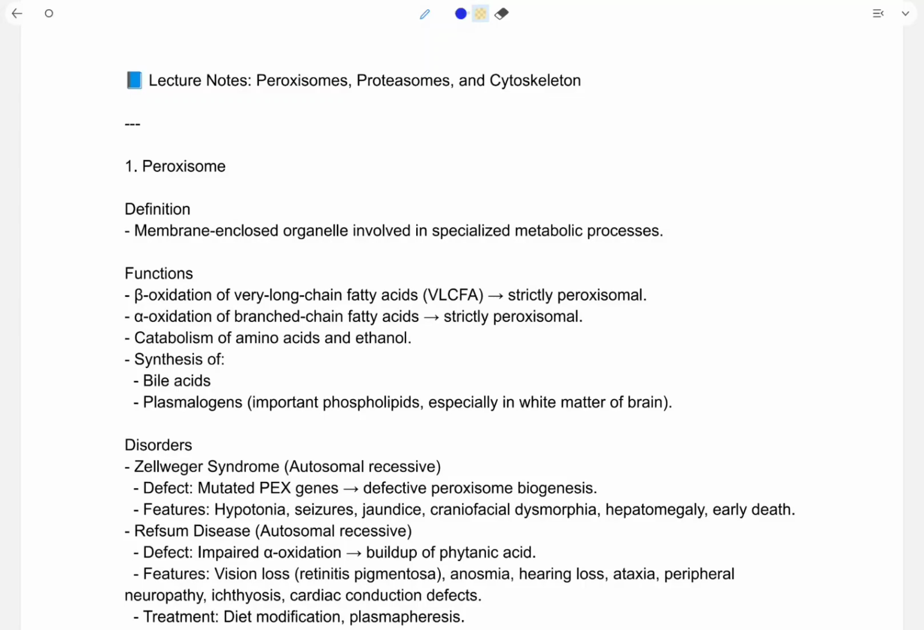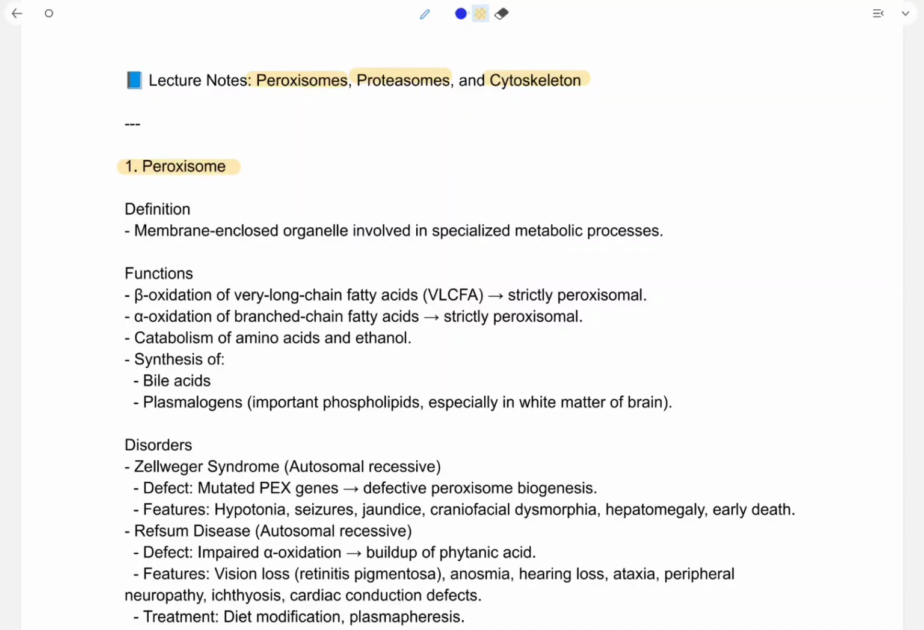Now we will discuss some organelles and their functions. These organelles are peroxisomes, proteasomes, and cytoskeleton. They are located within the cells and perform various functions. First, we will discuss the peroxisome.